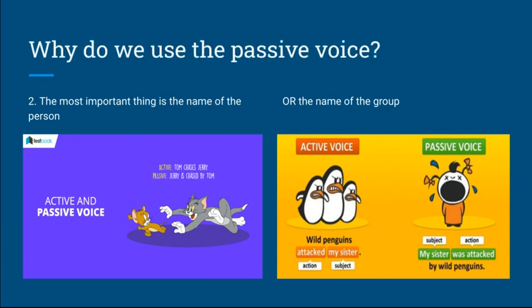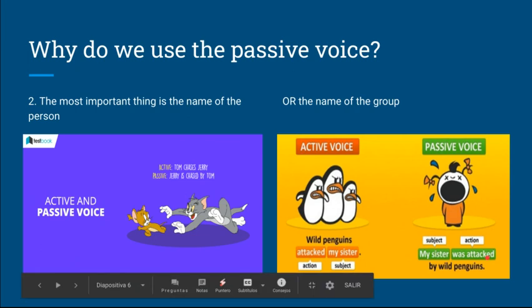The second reason, the most important thing, is the name of the person. If we check this example in the active, Tom chases Jerry. In the passive, Jerry is chased by Tom. So we want to focus on the name of the cat in this case. Or sometimes the name of the group. Let's see another example, the active voice. Wild penguins attacked my sister. So my sister was attacked by wild penguins.